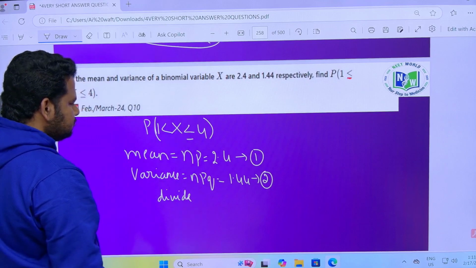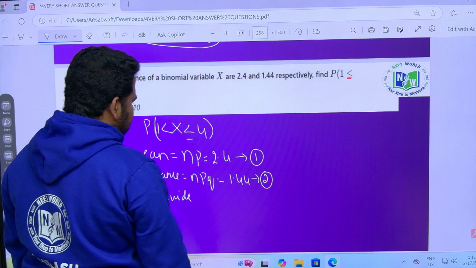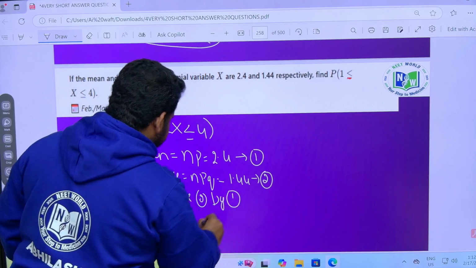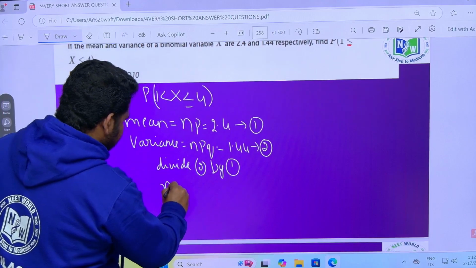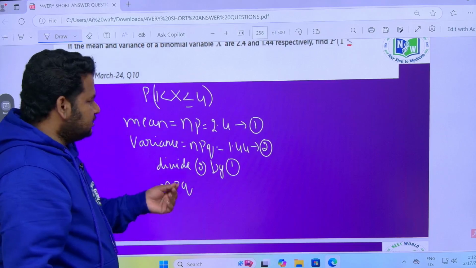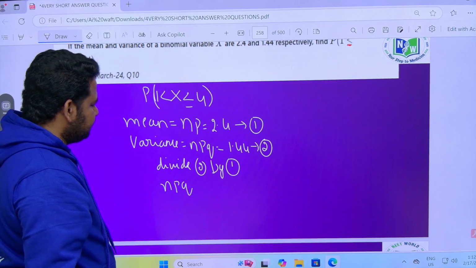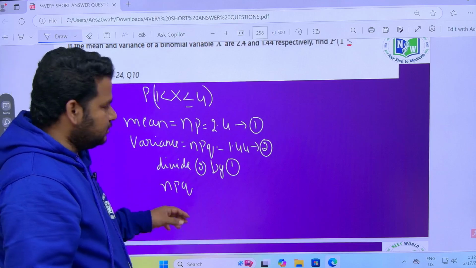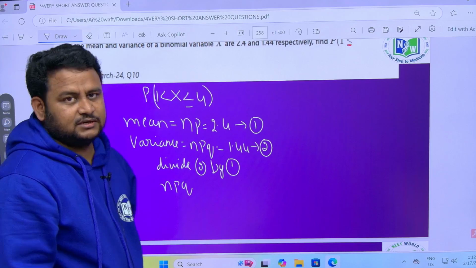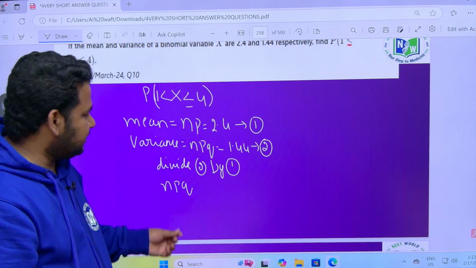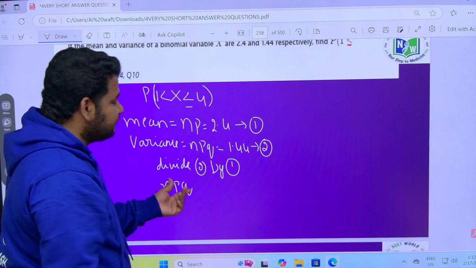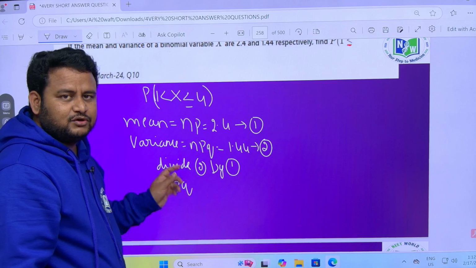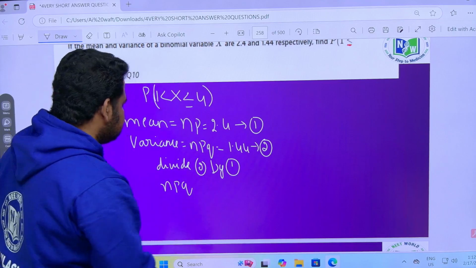Divide equation 2 by 1, and you will get the value of q, not n. Why are we dividing, friends? Because we will get the value of q. Later we can find the value of n. If you divide NPQ by NP, you will get the value of q. Then you can find out p, then you can find out n. So that's why we are doing this.